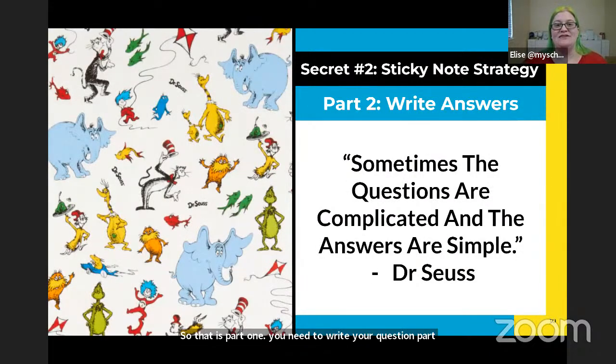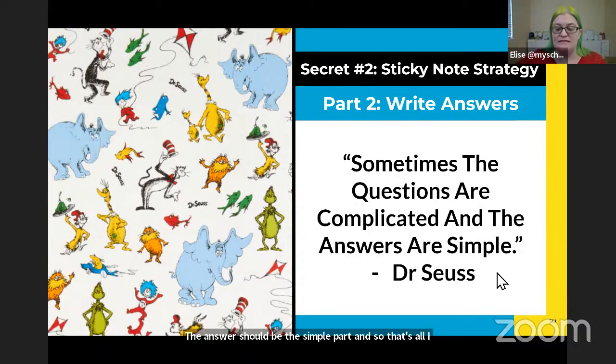Part 2 of the sticky note strategy is to write your answers. I think this is really interesting. Dr. Seuss and Albert Einstein have something in common. They both say something about questions and answers. And Dr. Seuss says, sometimes the questions are complicated and the answers are simple. And I agree 100% with these two brilliant men. The answer should be the simple part. Find the question and then take the information in your own head, use your own expertise to answer the question. Maybe Google a few things quickly, but you should know the answers. The answer should be the simple part. And so that's all I have to say about writing the answer.